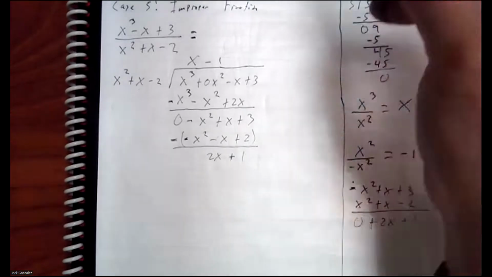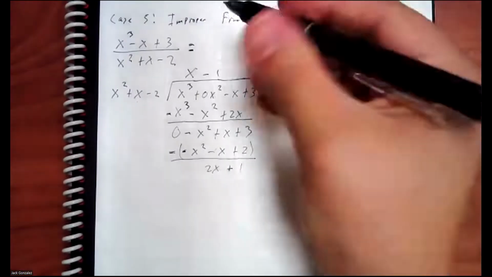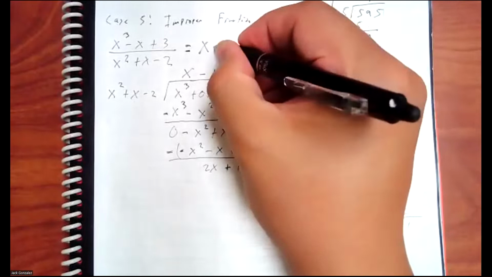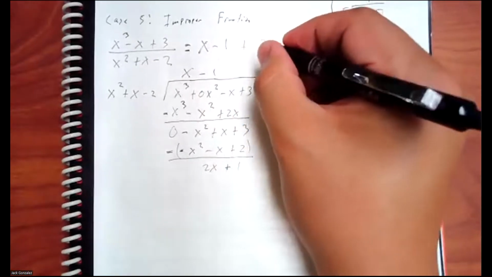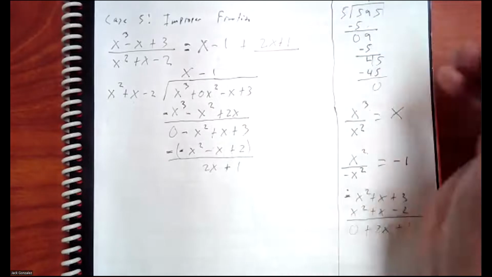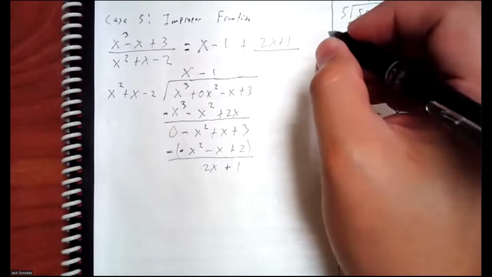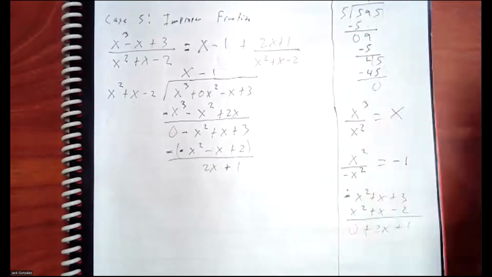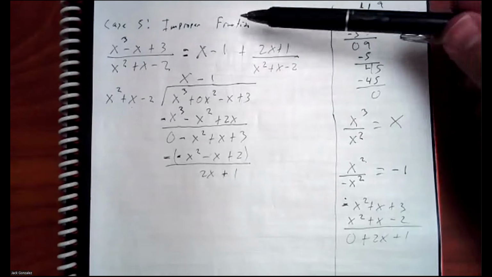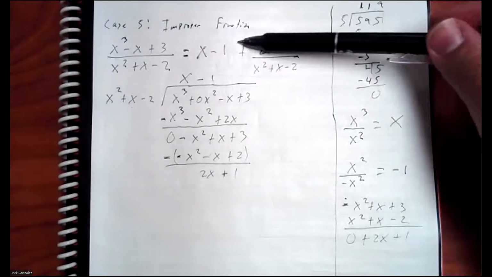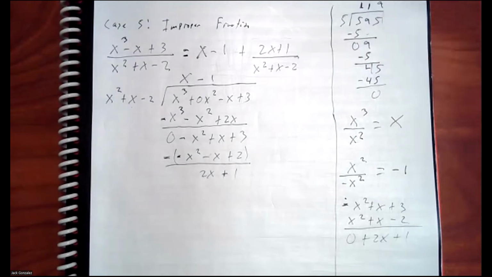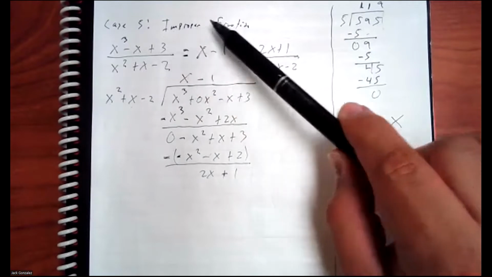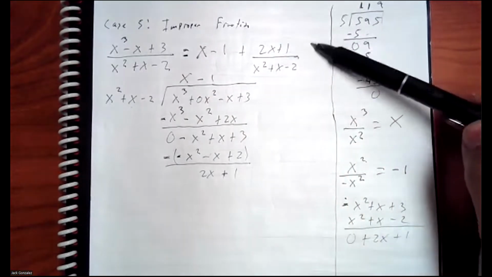So basically what we've done is we've changed this original into x minus 1 plus 2x plus 1 over the divisor. So we're going to apply partial fractions to this part here. Actually, just this part. So what long division does for you is it reduces the fraction because it's improper and gives you a proper type.